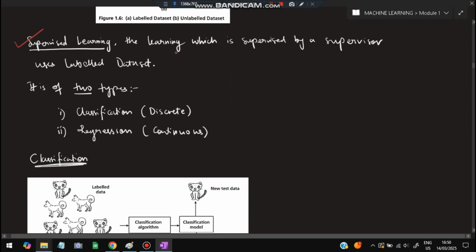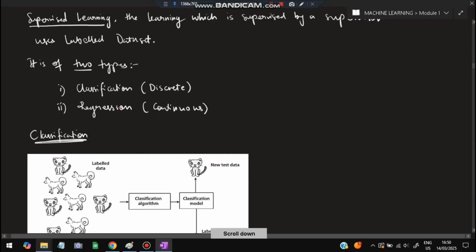Supervised learning means learning which is supervised by a supervisor. This is a supervisor, this is a computer. The computer will be doing something, and the supervisor will be seeing if the computer is doing it right or not. If it's not doing right, the supervisor will stop it and make it right, and again keep observing. That is called supervised learning. So two types are there: discrete and continuous. For discrete we use classification, and for continuous we use regression.